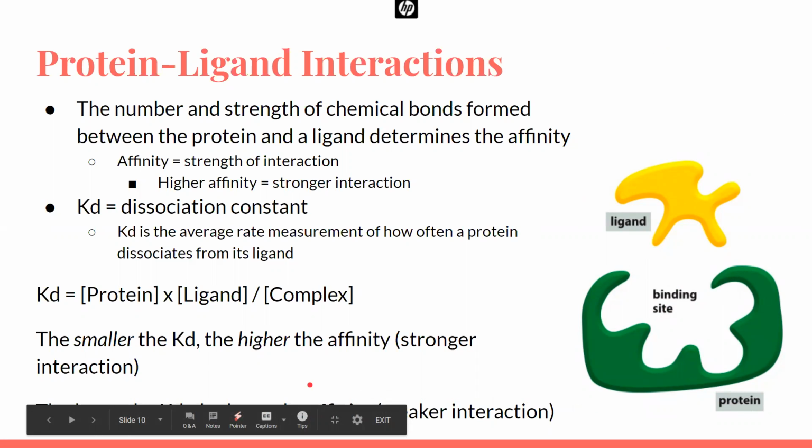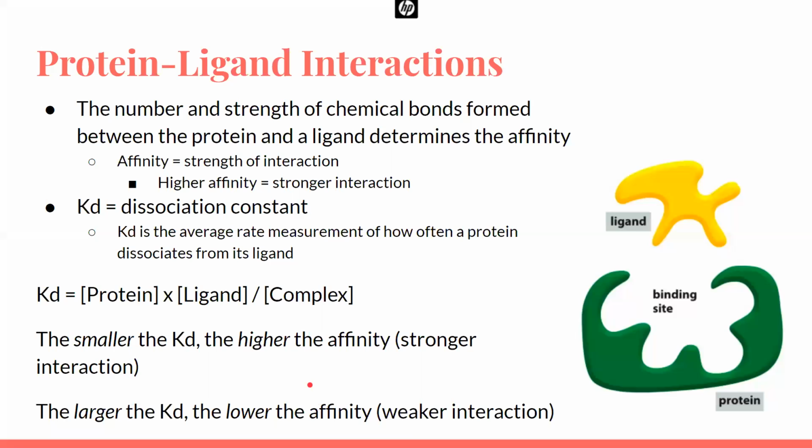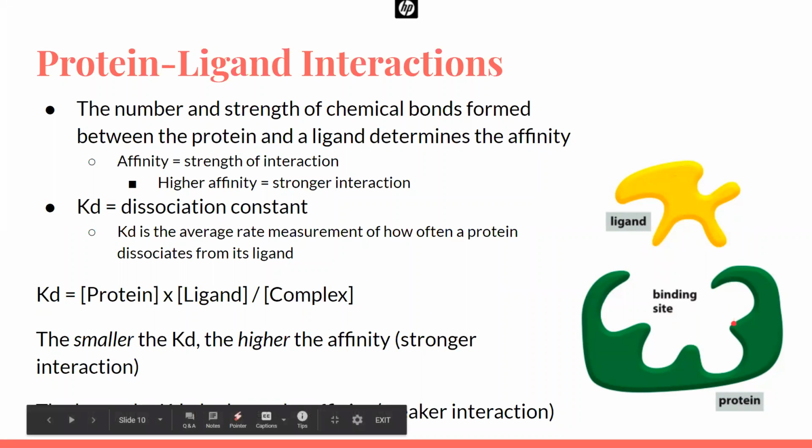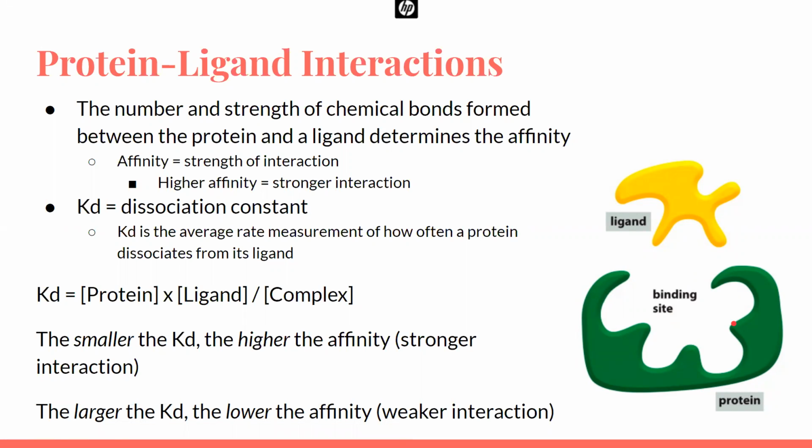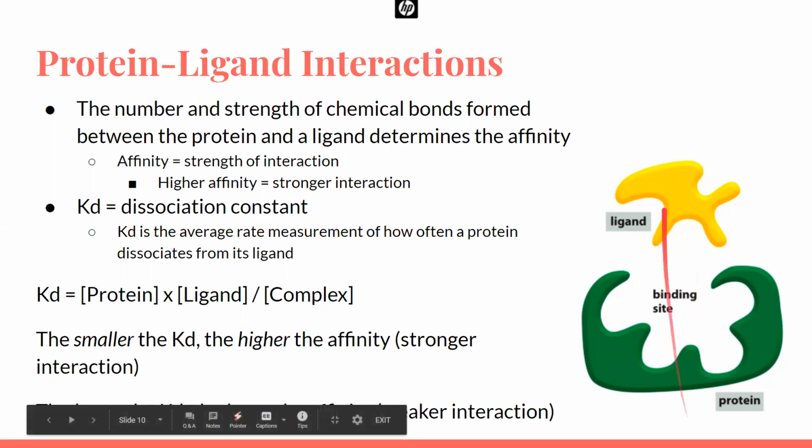All you need to know for protein ligand interactions is that the number and strength of chemical bonds formed between the protein and a ligand determines the affinity. The affinity is the strength of the interaction. A higher affinity equals a stronger interaction. So if these two have a high affinity, it's going to be harder to pull them apart. That is dependent on the number and the strength of chemical bonds between these two molecules. Usually the higher the number of bonds, the higher the affinity, and the higher the strength, the higher the affinity.